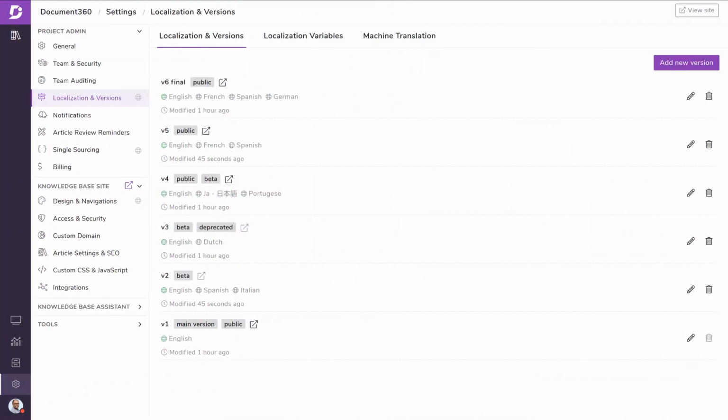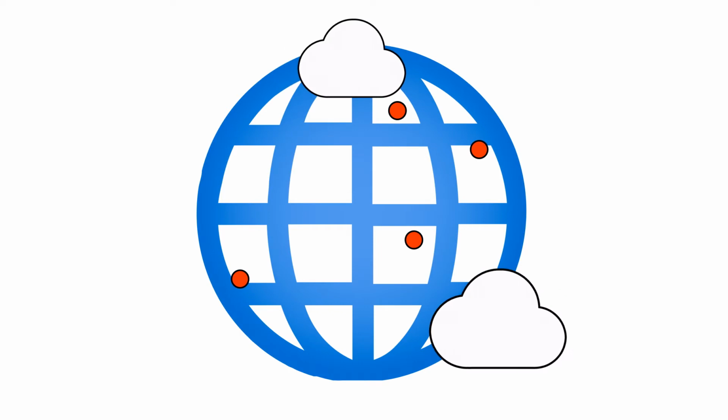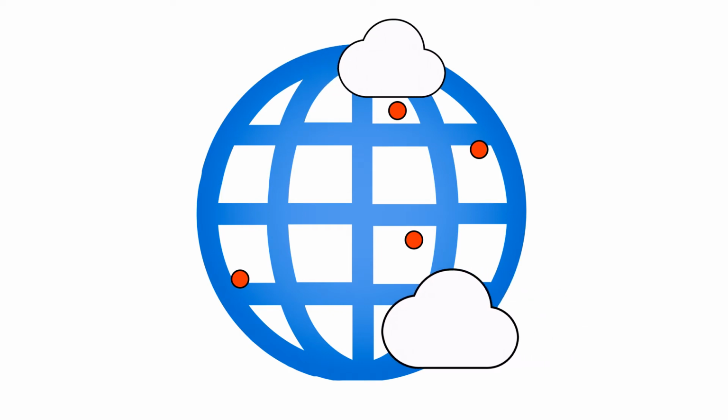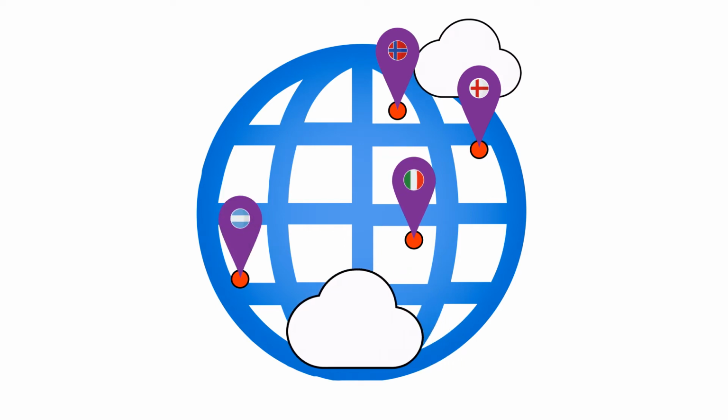Hi there. In this video, I'd like to introduce a localization feature in Document 360 that enables you to build a multilingual knowledge base with ease. Let's say you're a multinational company with customers across the globe. Having a knowledge base for your product or service is great, but your users may prefer to read your articles in their native language rather than English.